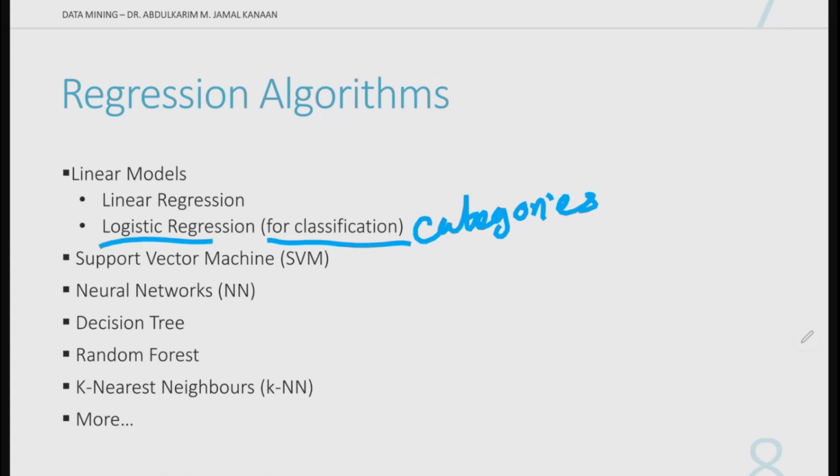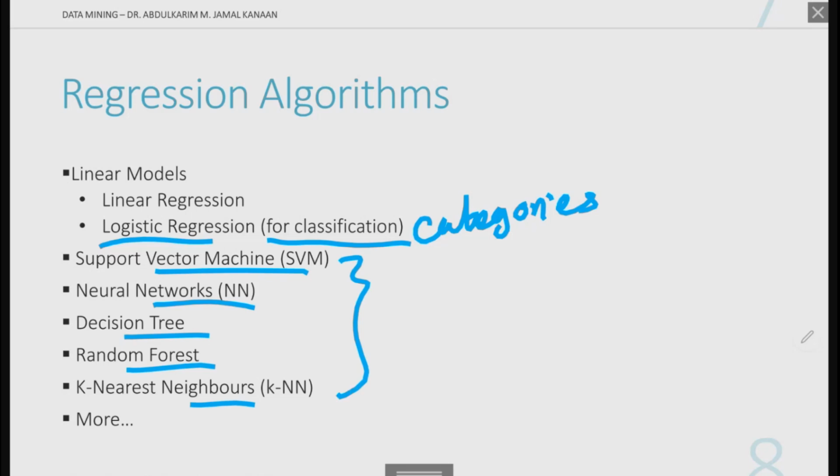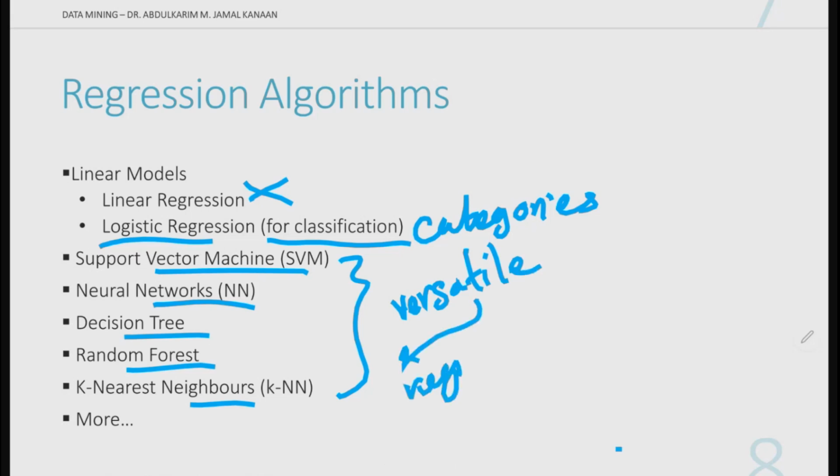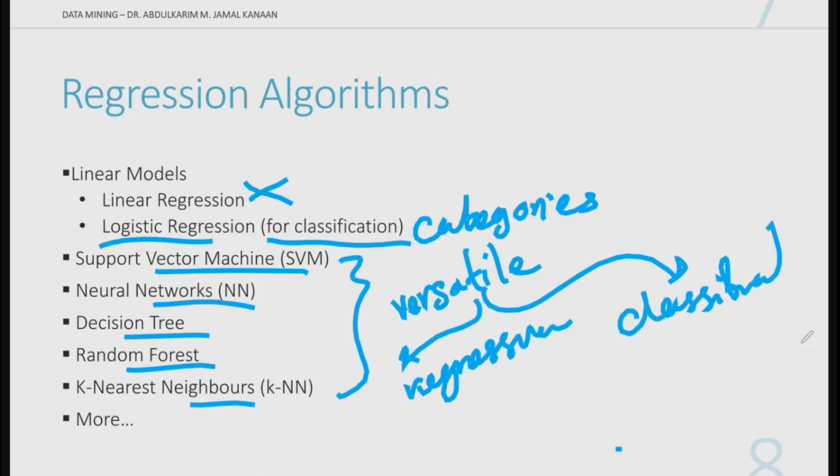Support vector machine, neural network, decision tree, random forest, KNN. By the way, all of these can be used for classification and can be used for regression. All of them, except the first one. So those are versatile. They call them versatile, meaning they can be used for regression and can be used for classification. Okay?